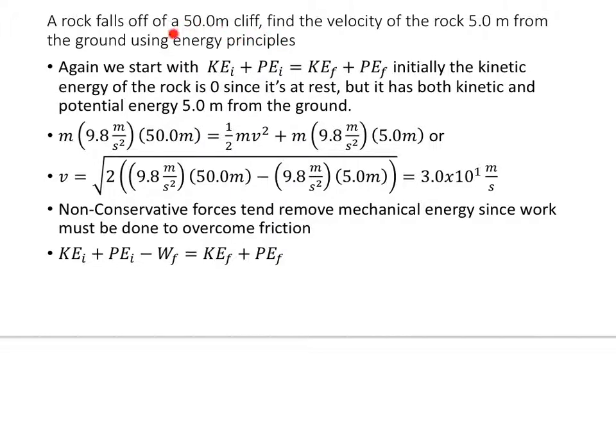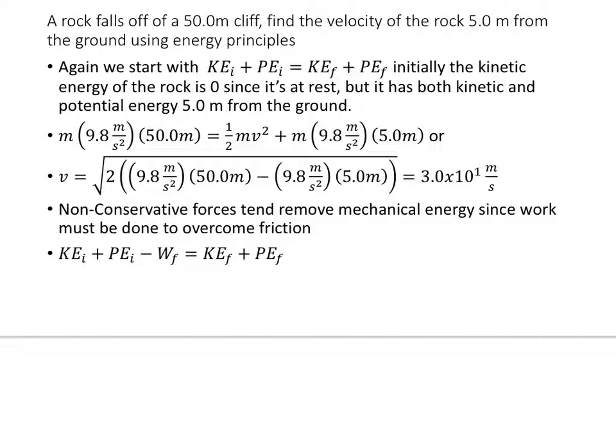Okay, so here's another example. We've got a rock on a 50-meter cliff that falls off. We want to find the velocity of the rock 5 meters from the ground using energy principles. Okay, so we start out with the same formula as before, and in this case, the rock is initially at rest, so its initial kinetic energy is 0, but at that location 5 meters from the ground, it does have both kinetic and potential energy at that point.